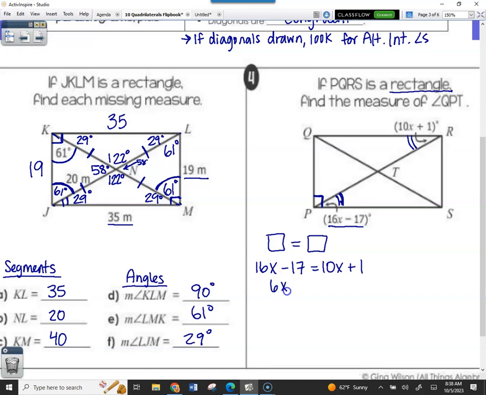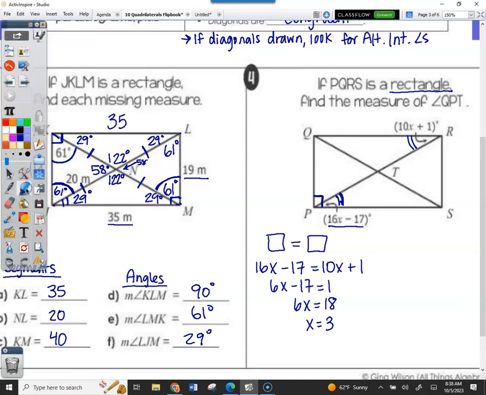So we got 6x. Now it says to find the measure of angle QPT. Q to P to T. That is this angle right here. So is that even the angle that I have an expression for? The expression 16x minus 17, is that the green angle I'm trying to find? No, it's not. So there's a little bit more work here.